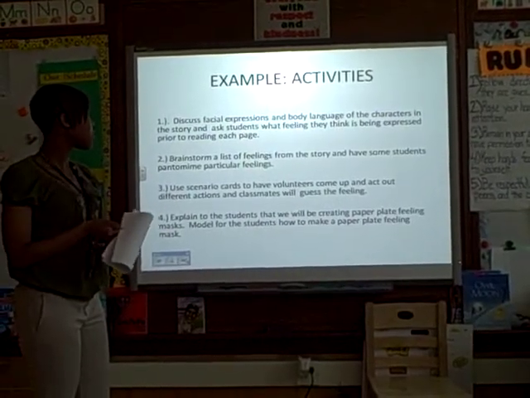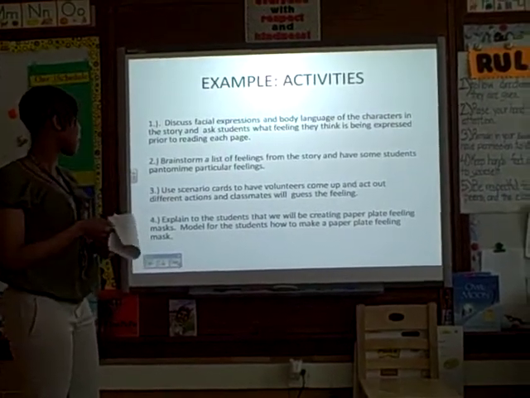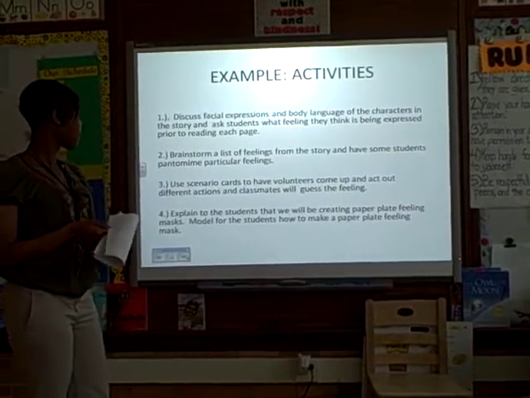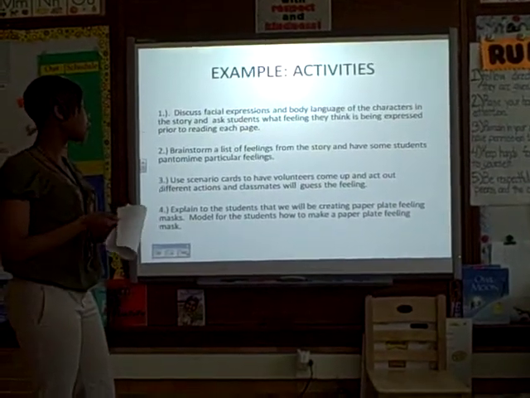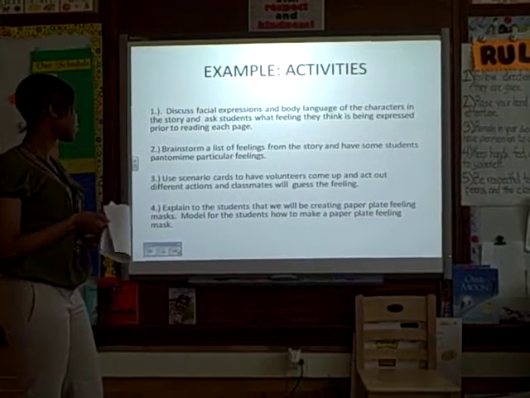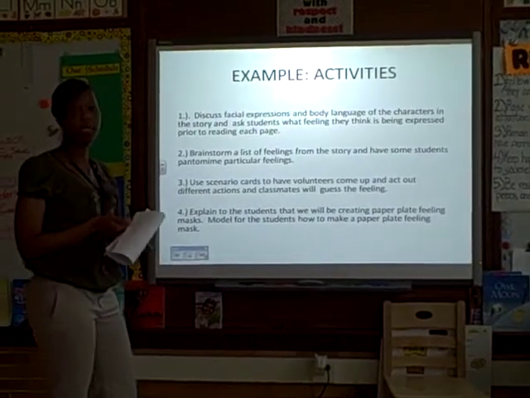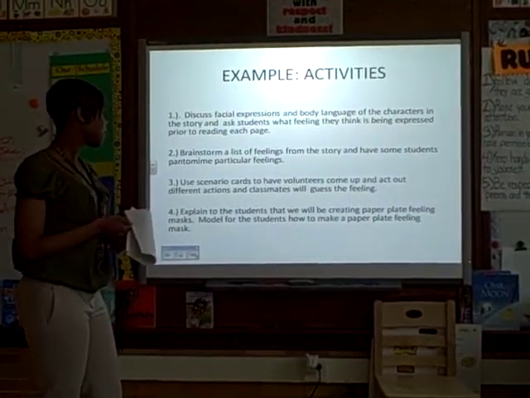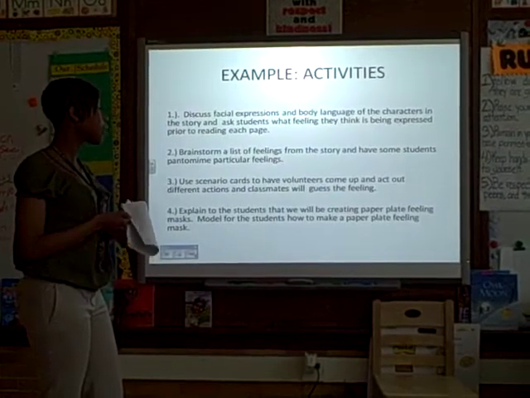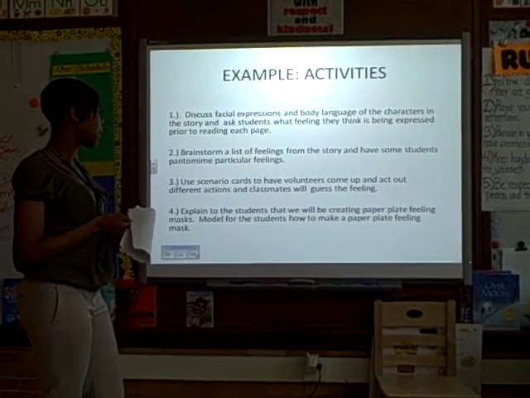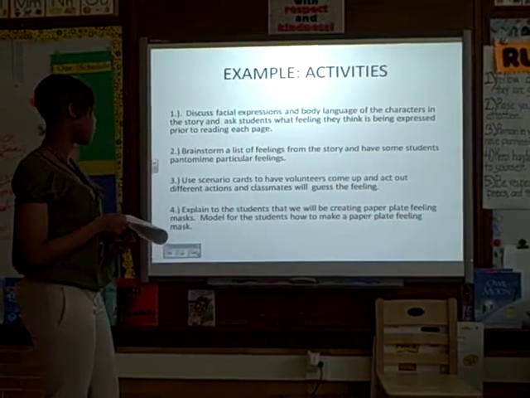You'll brainstorm a list of feelings from the story and have students pantomime particular feelings. And then use the scenario cards to have volunteers come up and act out different actions, and classmates will guess the feeling. Explain to the students that we will be creating paper plate feeling masks and model for the students how to make paper plate feeling masks.